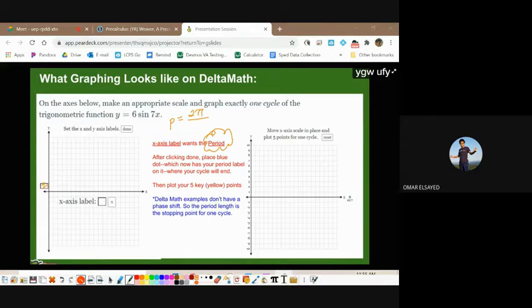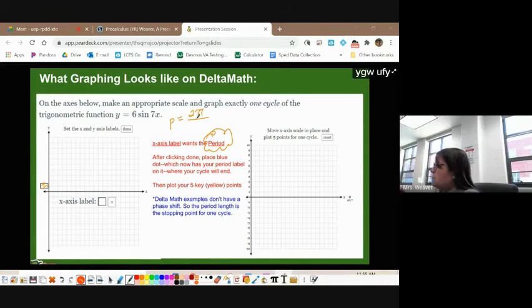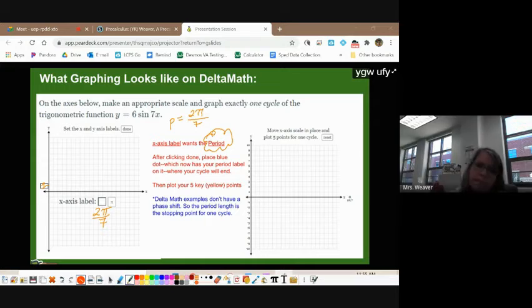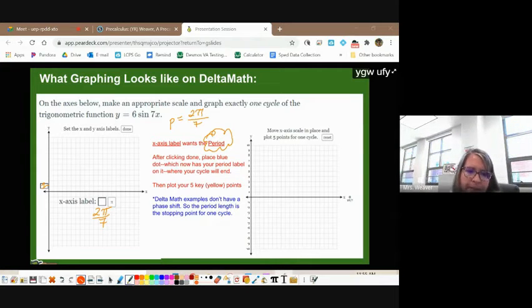Would it be 7? Yep, it's the coefficient on the x. So it's 2 pi over 7. Here, notice they have a little pi button right next to it. That's so that you can enter your period. It's a little small here, but this is where I would enter 2 pi over 7. So you'll do 2, hit the pi button, divided by 7, and it'll pop up there, 2 pi over 7.